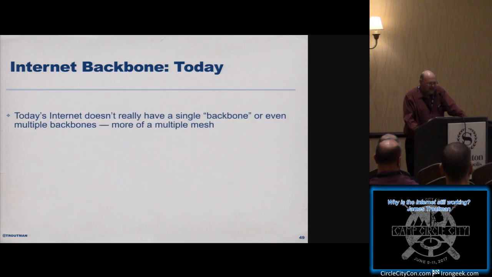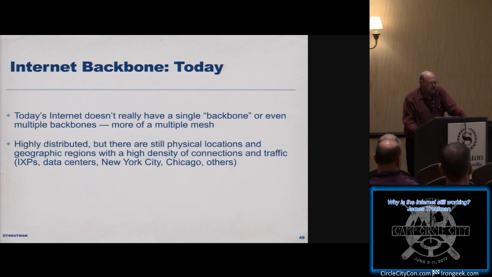So today, the internet backbone doesn't really exist. There isn't really a single backbone anymore. There's multiple backbones, multiple providers. It's really much more of a mesh, and it's highly distributed. There's still some physical locations where things are dense, in particular certain cities, certain buildings in certain cities. There's certain infrastructure locations in certain cities that absolutely would be a problem if they were attacked by terrorists, as an example.